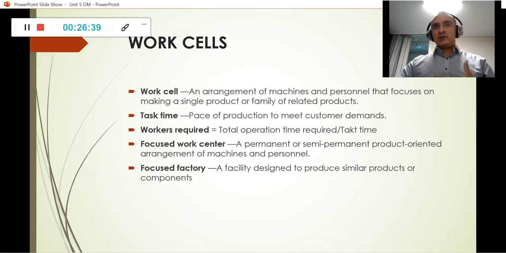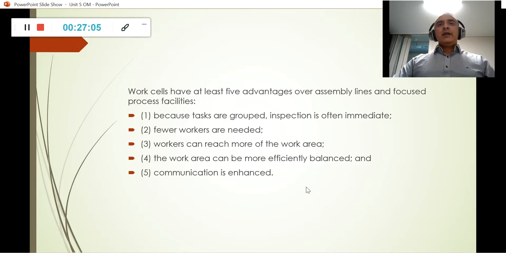So in this case, again, we are looking at, for example, a focused work center or focused factory that has very specific production of a very specific item, right? The machines and the personnel are arranged in a certain way so that it's always produced exactly in the same time. Okay. So when we have the work cells, we're talking about effectiveness. We're talking about high production, high volume, communication.